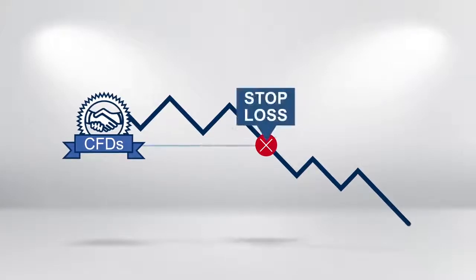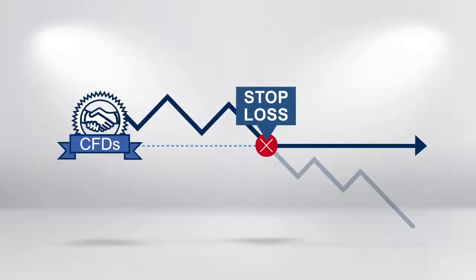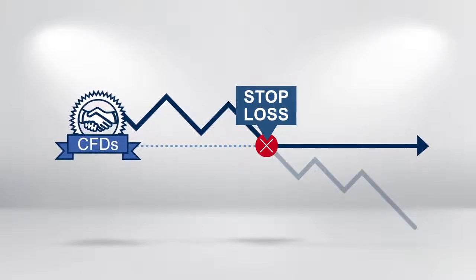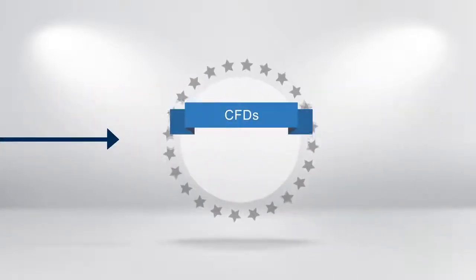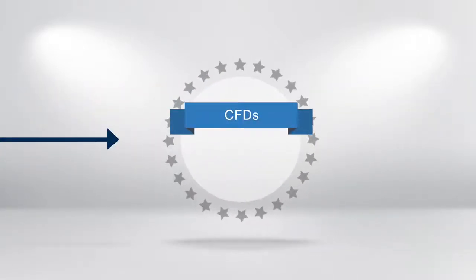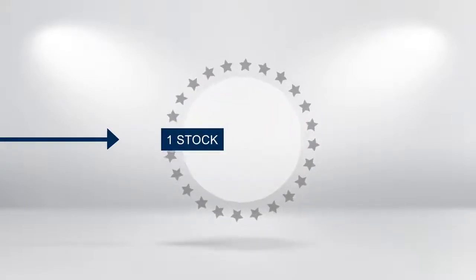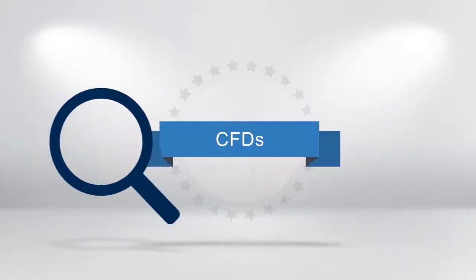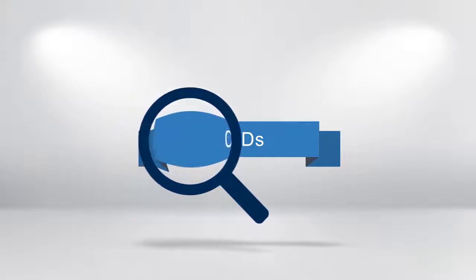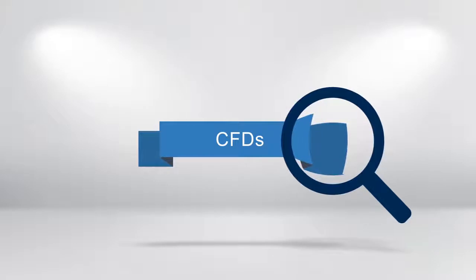CFDs also have the benefit of being able to add a stop loss. This is an automatic mechanism whereby you can exit the CFD at a chosen point before your losses pass a certain level. CFDs are also a transparent mechanism. They are closely related to the buying and selling of stocks, and one stock usually equals one CFD. Whilst the process isn't complicated, like any financial product, it is still worth researching CFDs before you trade.